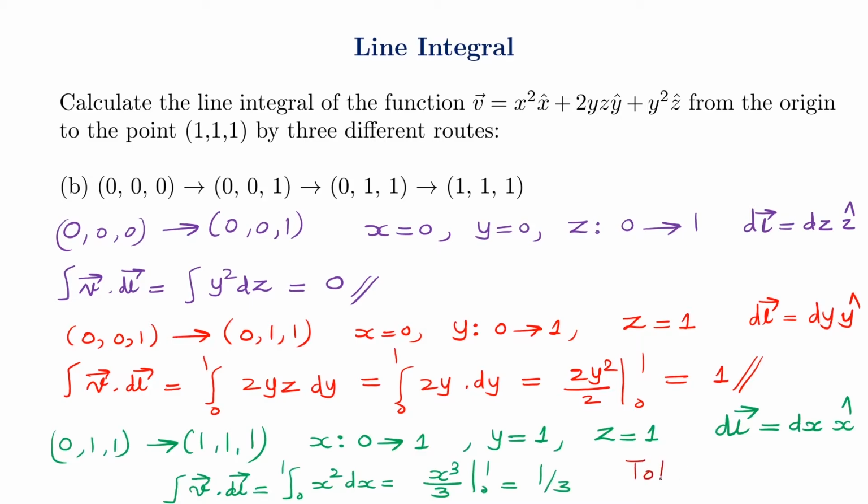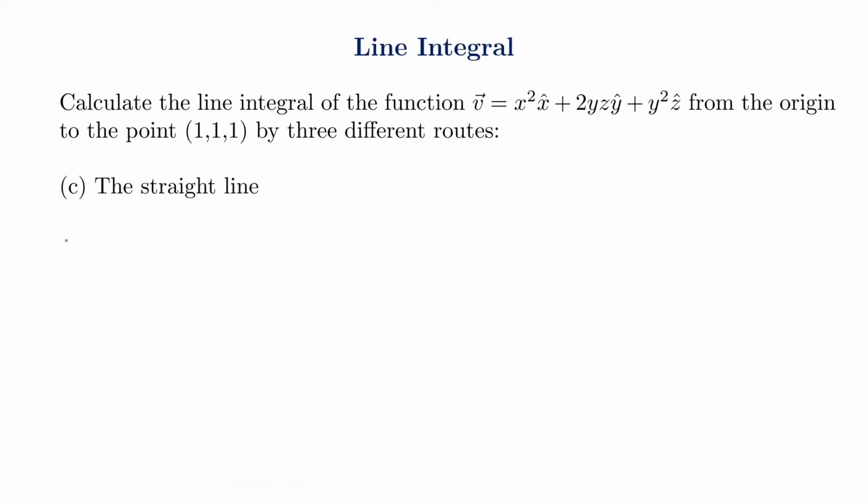And the total of the line integral will be equal to 0 plus 1 plus 1 by 3, which is equal to 4 divided by 3. The third part of the problem is calculate the line integral from the origin to the point 1, 1, 1 in a straight line. So that is from 0, 0, 0 to 1, 1, 1.